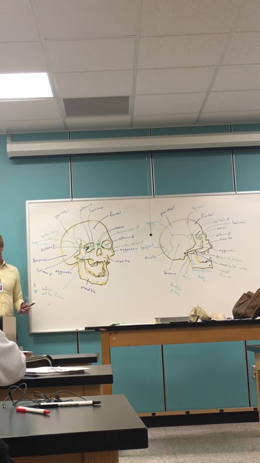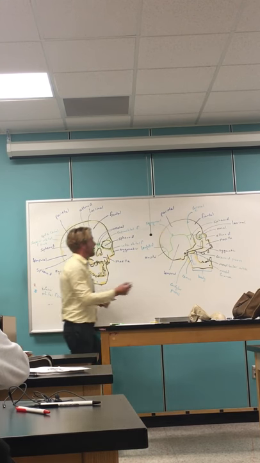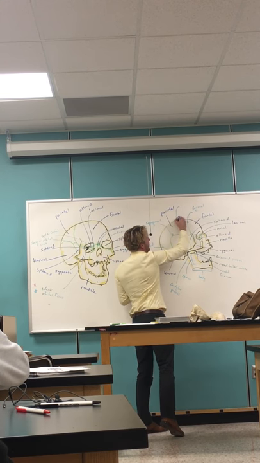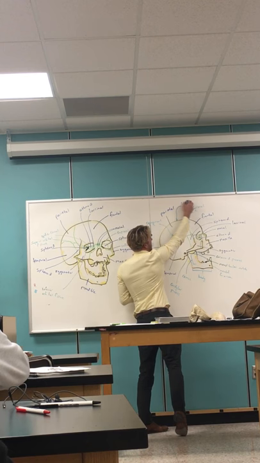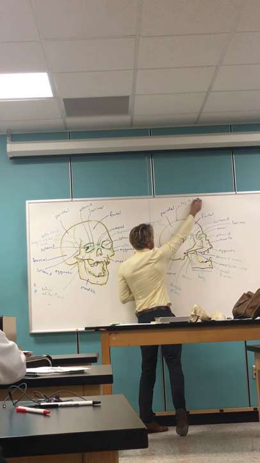The two parietal bones come together and they form a suture that goes right on top of the head, right here. I can't really draw it, but I'll kind of semi-point to it. That's called the sagittal suture. Sagittal section. That's pretty easy. So this is, I'll draw it right here. This is the sagittal suture.